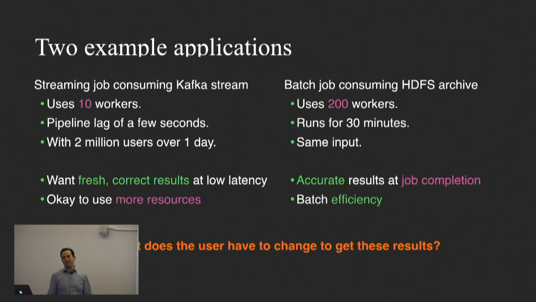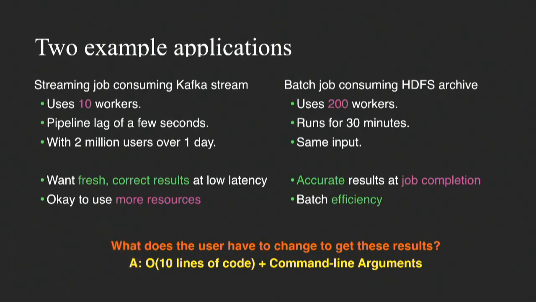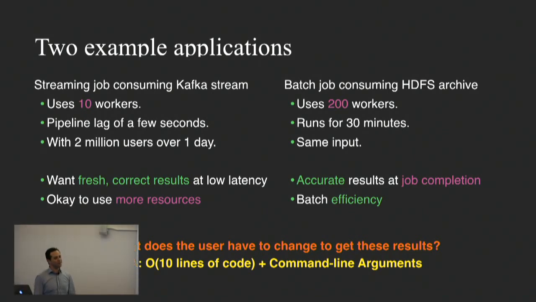So what would the user have to change in Beam to go from one to the other? The answer is about 10 lines of code plus potentially a command line argument saying I want to run batch or streaming. This is one of the beauties of the Beam model: two things that on paper look extremely different, when you think about them from the standpoint of your programming model and your actual application logic, you realize there's very little difference between the two. All the difference is what my sources of data are and how I run it.